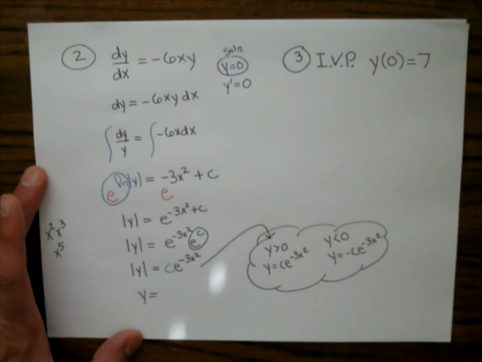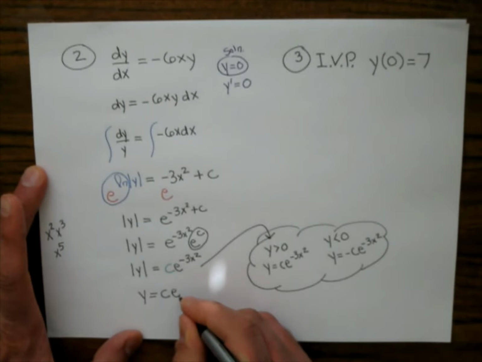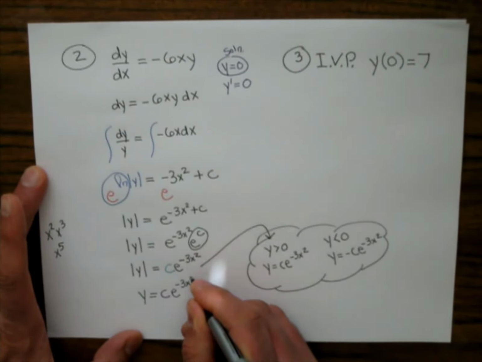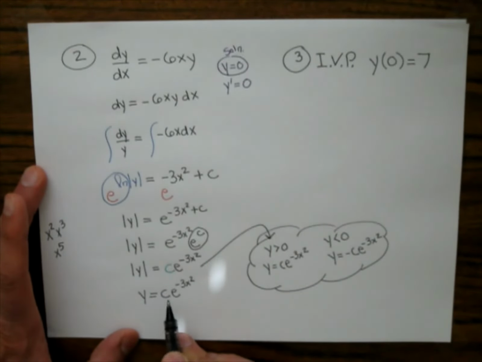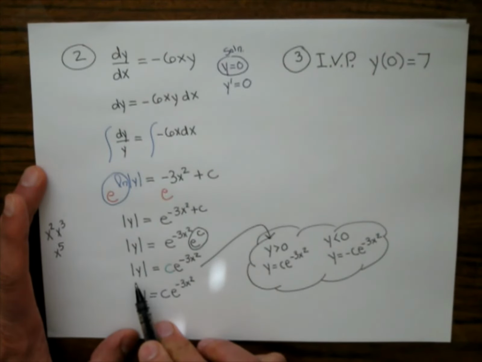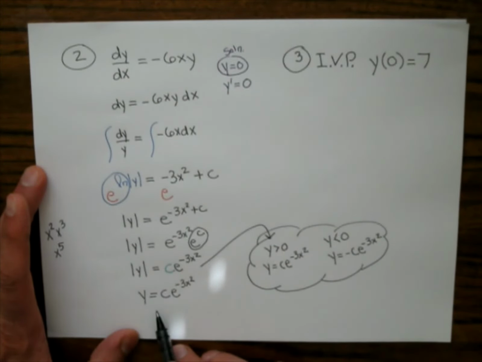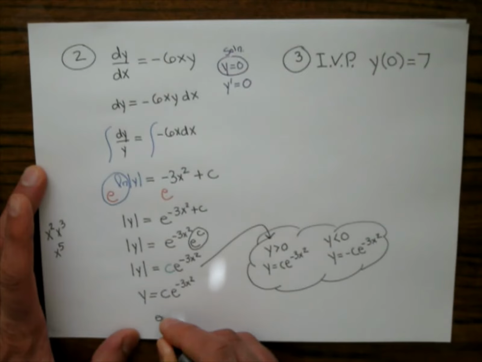So I'm going to go ahead and replace this with a purple c. It could be the same c depending on what y is. e to the negative 3x squared. So I'm going to say in the future that the constant absorbs the absolute value. And so we have this right here. This is our explicit solution, because it's solved for y. It's also a general solution.